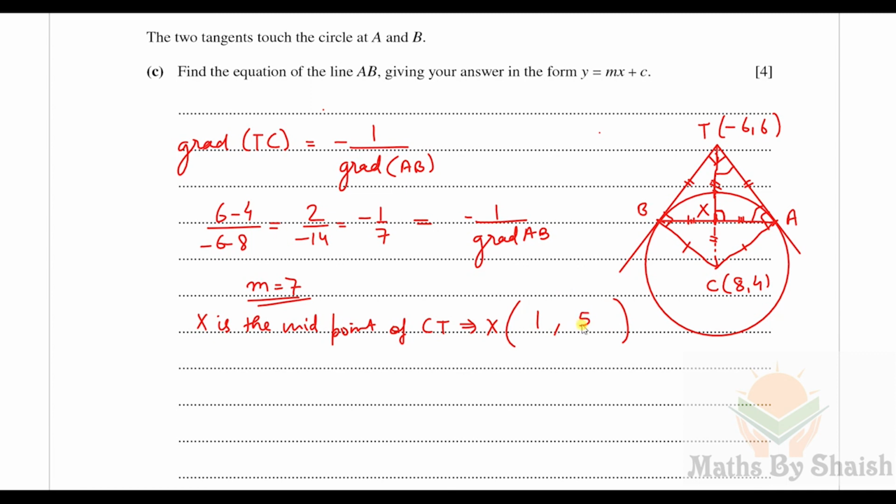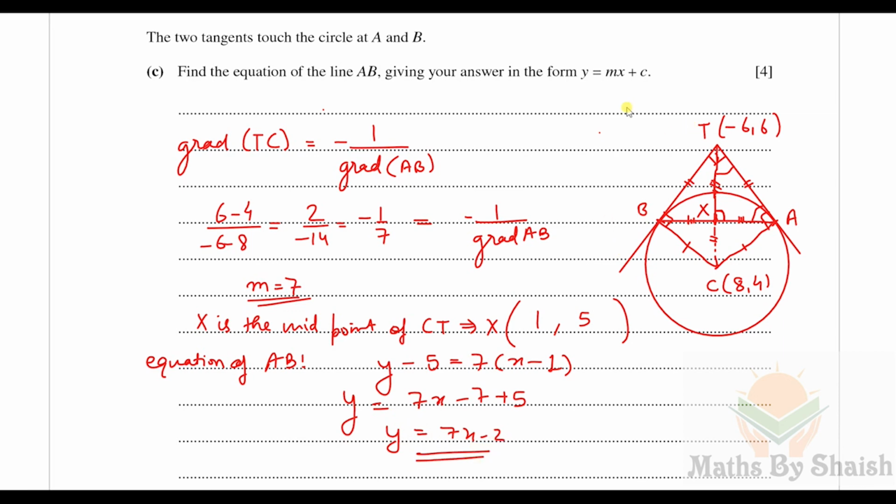So the equation of AB would be y minus y1 is equal to 7 times x minus x1, that is 1, or we can write y is equal to 7x minus 7 plus 5, which is y is equal to 7x minus 2, and which is in the form of mx plus c. I hope it is clear.